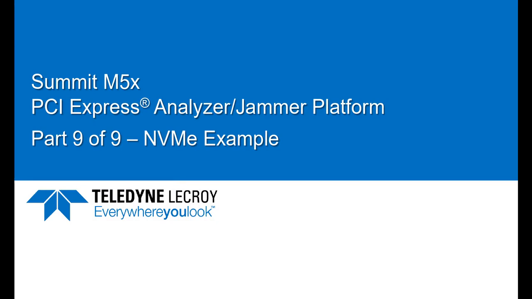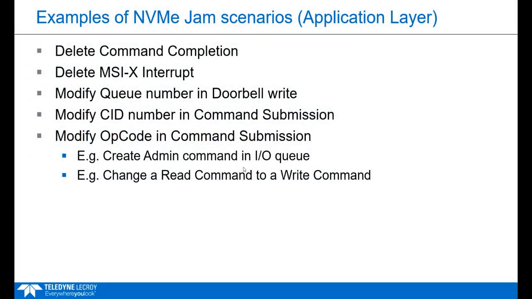The last section I'm going to talk about here is about NVMe jamming. So, some examples of NVMe jam scenarios. Remember that NVMe is very closely related to PCI Express, but some of these examples are what you could do with an NVMe jammer using the Summit M5x. You could do things like delete the command completion, delete the MSI-X interrupt.